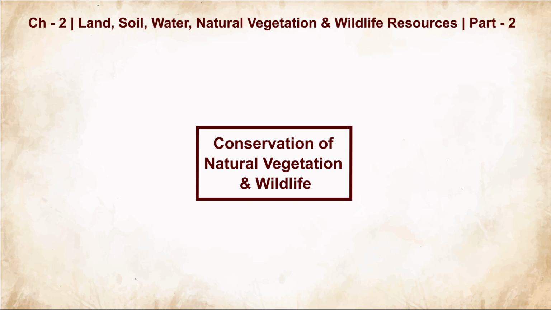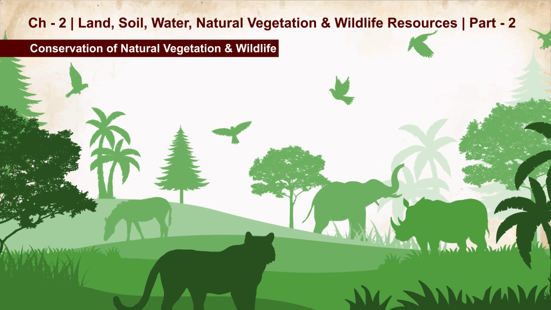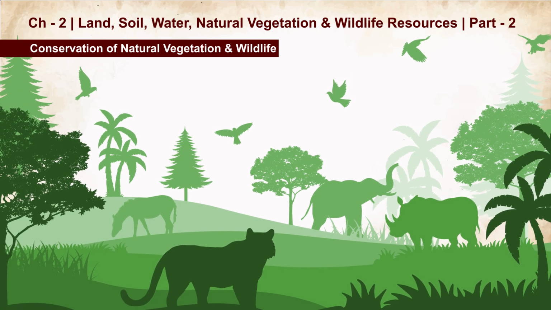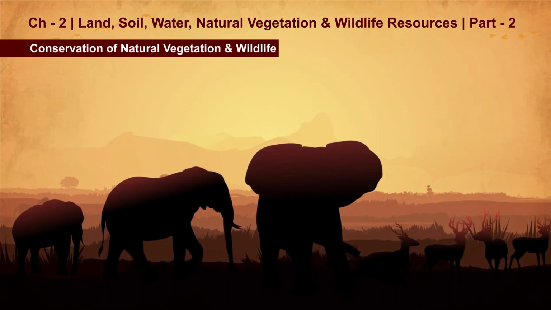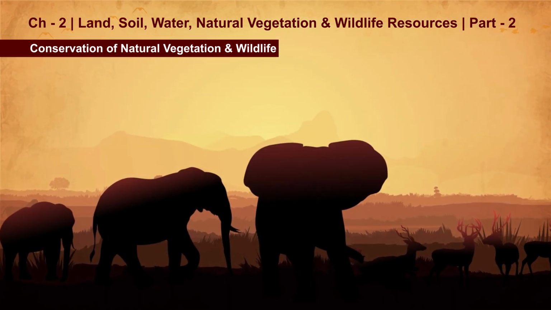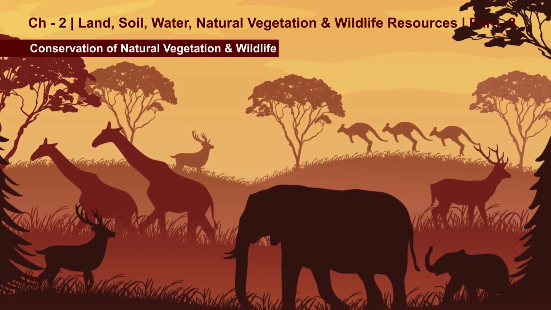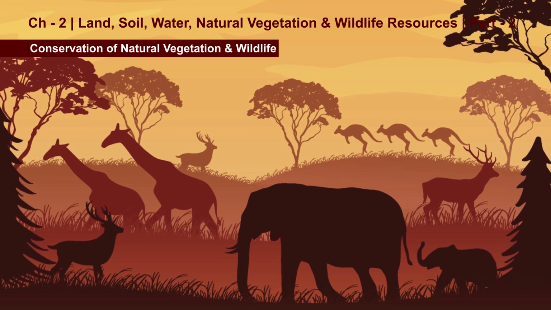Conservation of natural vegetation and wildlife. Forests are wealth for humans. Plants give shelter to the animals, and together they maintain the ecosystem. Changes of climate and human interferences can cause the loss of natural habitats for the plants and animals. Many species have become vulnerable or endangered, and some are on the verge of extinction.